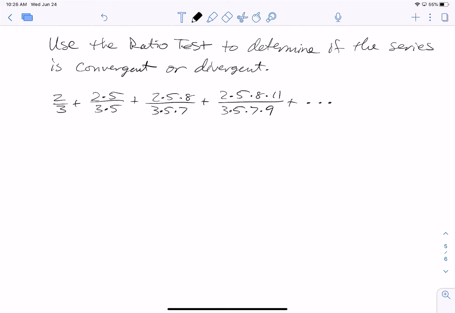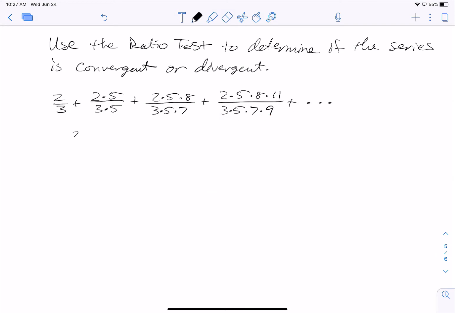In another application of the ratio test, we're going to test another series for convergence. This one's a little different. First term is 2/3. Second term is 2 times 5 over 3 times 5. Third term, 2 times 5 times 8 over 3 times 5 times 7. Fourth term, 2 times 5 times 8 times 11 divided by 3 times 5 times 7 times 9.